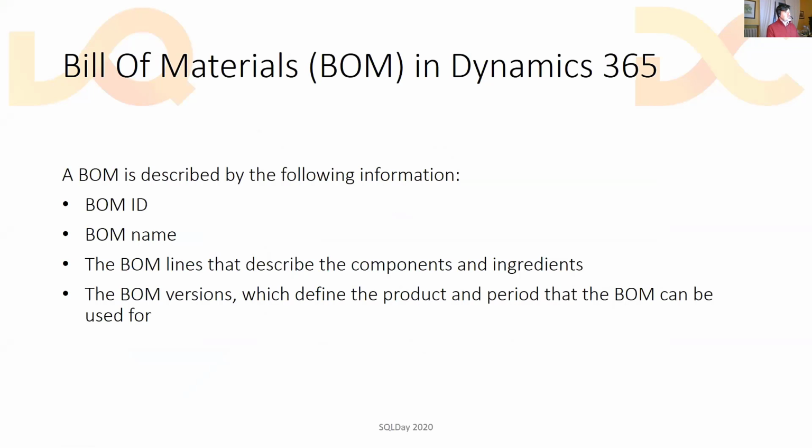Into Dynamics, a BOM is described by the following information: a BOM ID, a BOM name, the BOM line that describes the components and the ingredients, and the BOM version, because a BOM could have some version, a BOM could have some validation period, start date, end date, this kind of stuff.